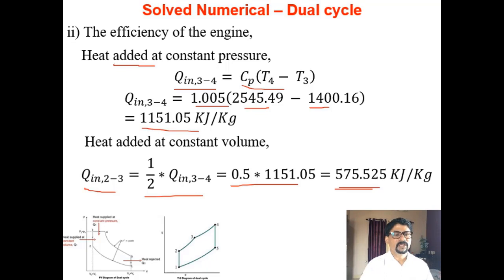Or else, if you want to use the direct formula, that also you can use: Q in 2 to 3 is equal to Cv into T3 minus T2. Anything you can use, no issues.